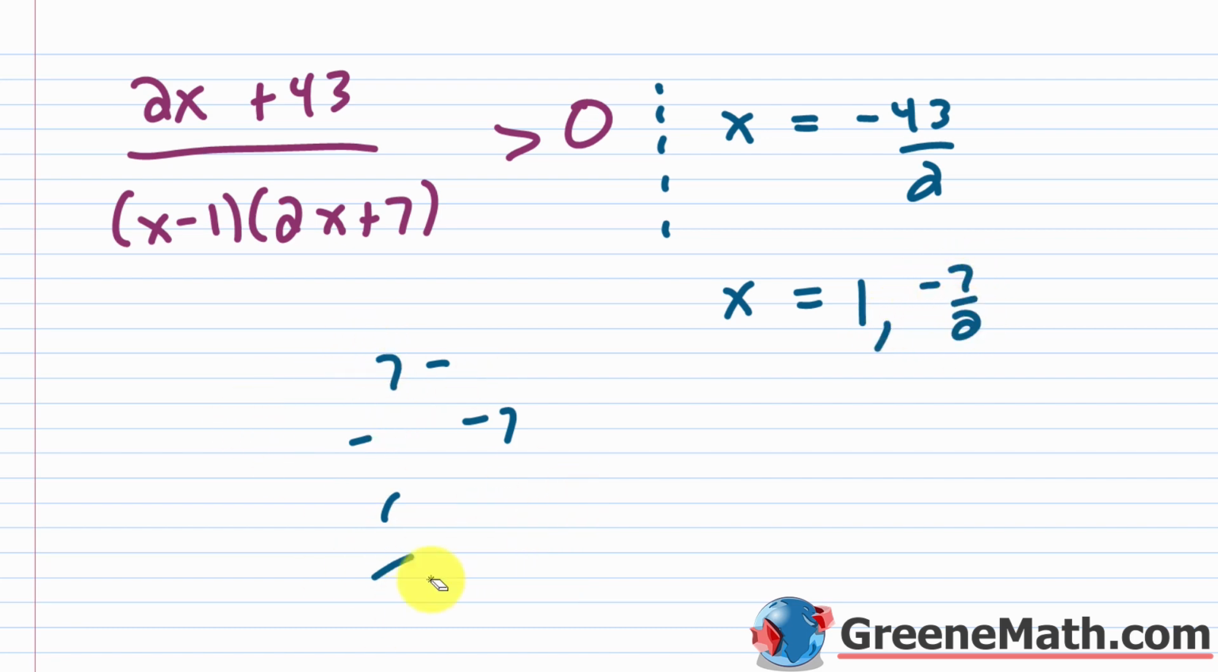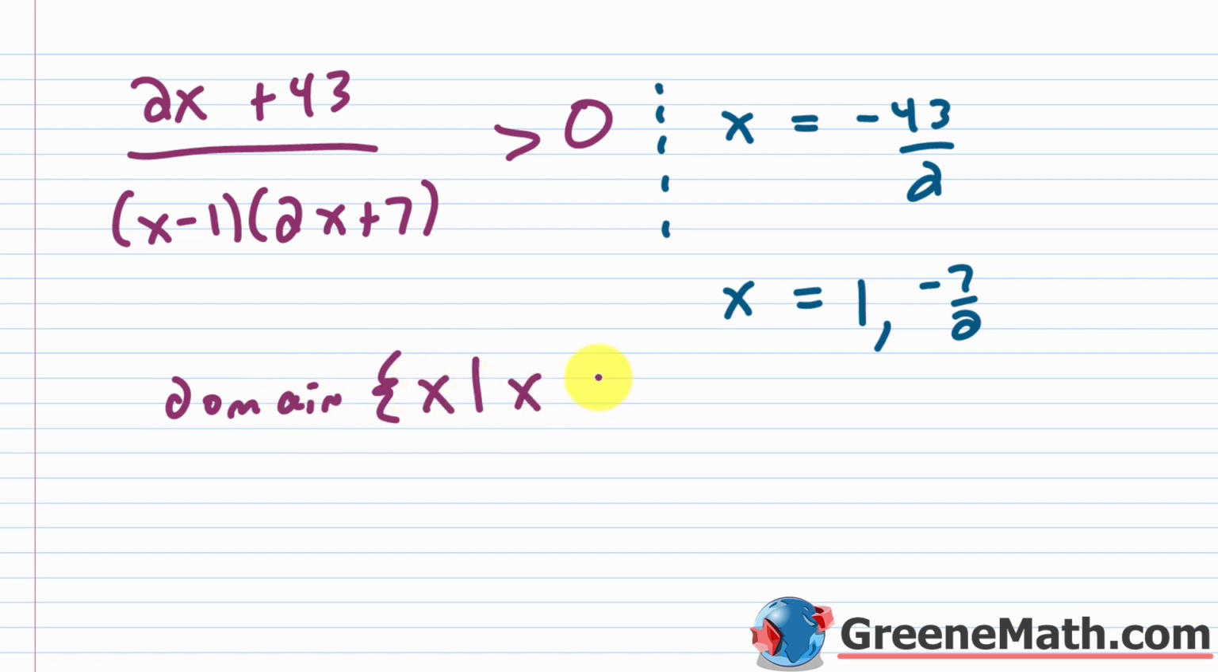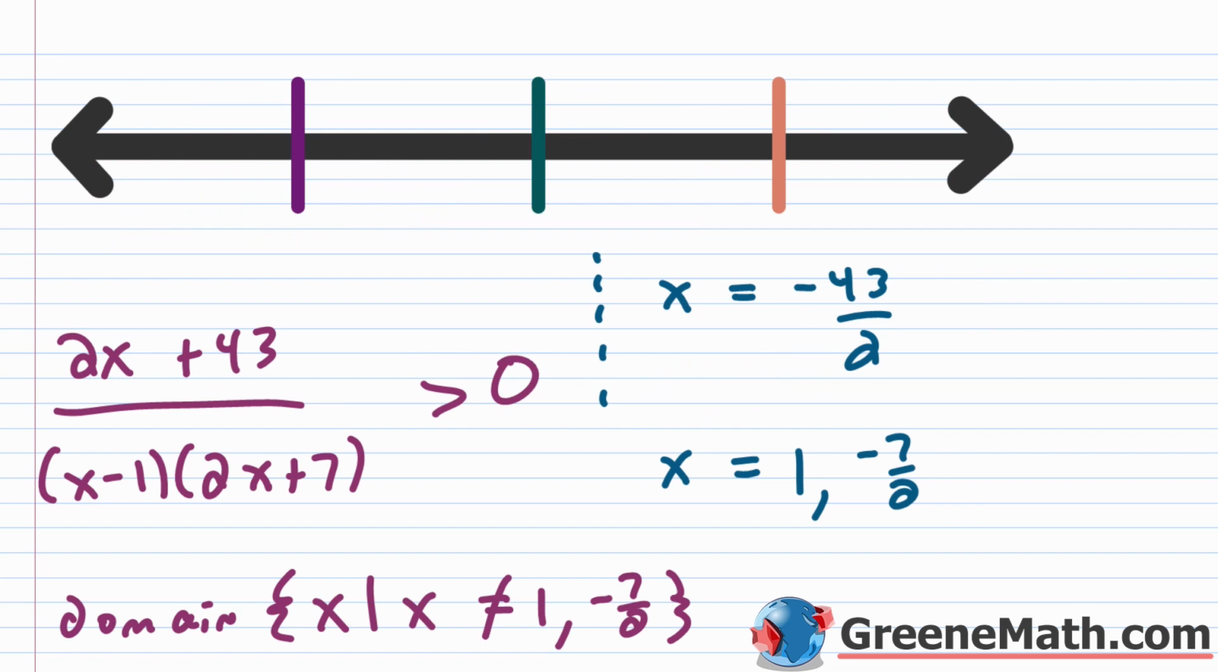It's very important to list these and to keep track of the fact that these came from setting your denominator equal to 0. So we know that we can't plug in a 1 or a negative 7/2 because we'd be dividing by 0, and that's undefined. So I'm just going to write this out formally. If you're doing this on your own, you don't need to. The domain is the set of all x such that x is not equal to 1 or negative 7/2.